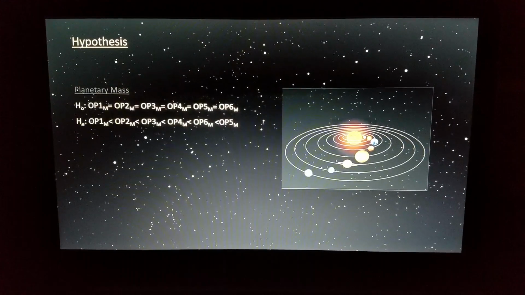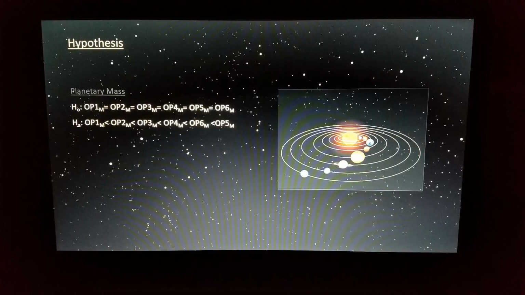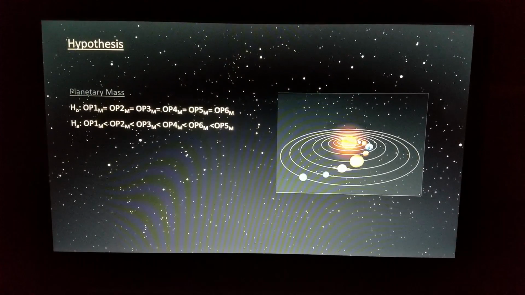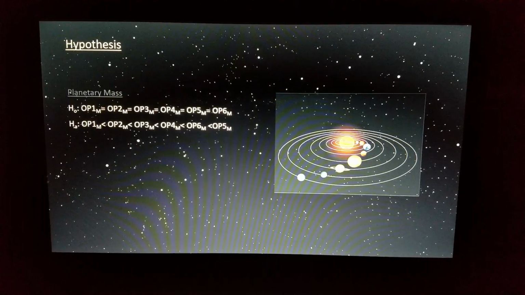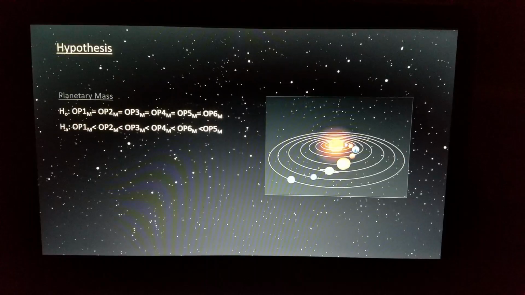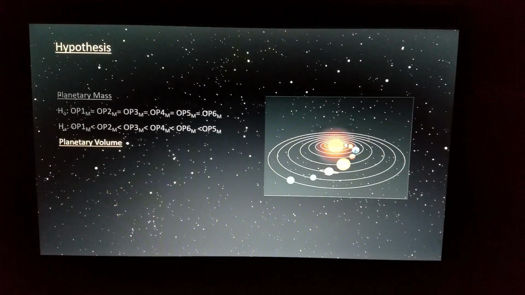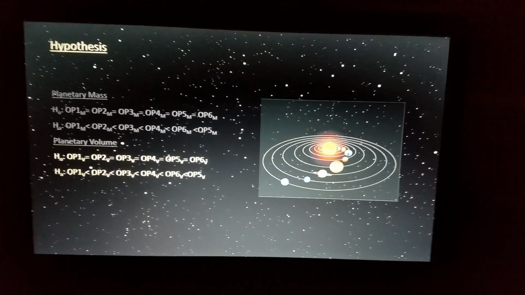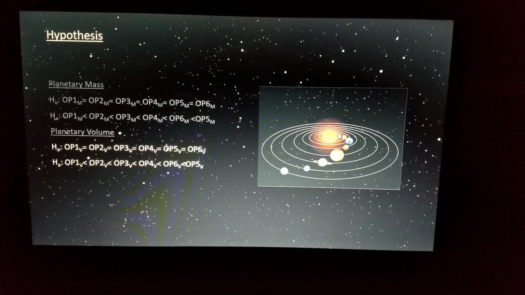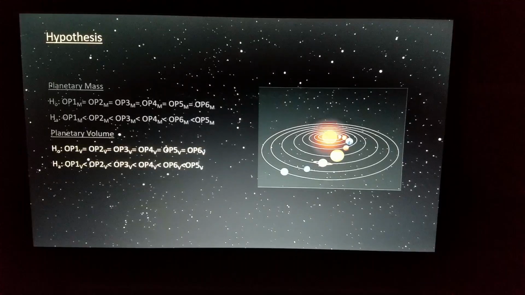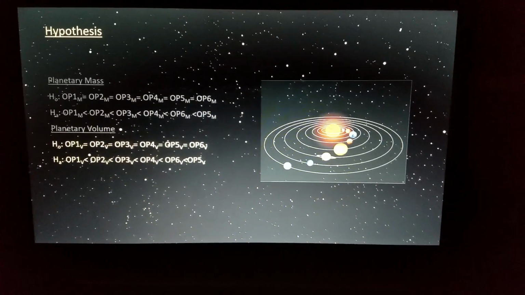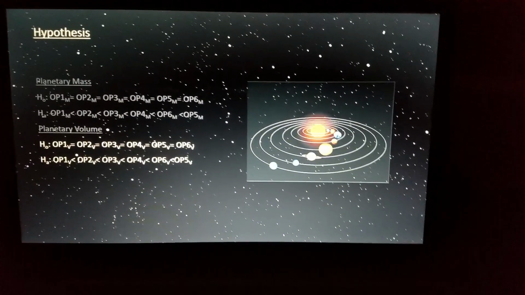So for the hypotheses of this project, I had 3 sets due to my 3 dependent variables. My first was for mass, where the null hypothesis states that there is no change in mass as distance changes, while the alternative states that mass increases and then decreases at the last increment as distance increases. With planetary volume it was the same thing, with the null hypothesis being that volume does not change as distance increases, and the alternative stating that volume increases and then decreases at the last increment as distance increases.